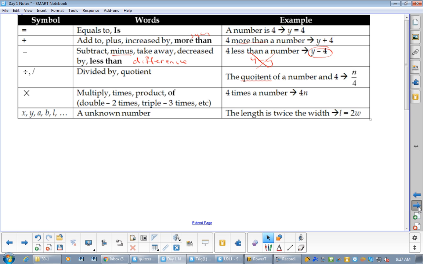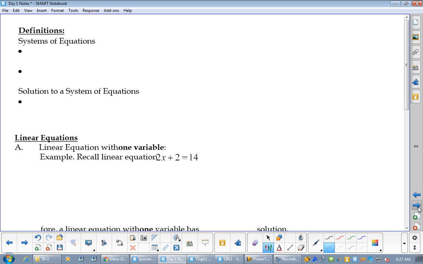Okay, so the reason why we're just reviewing that language is because we're going to work a lot more with it. Now, a system of equations is 2 or more equations with 2 or more variables. So a system is a bunch of different things working together. And in this example, we're talking about equations. So if you have 2 unknowns, you have 2 equations to solve them.